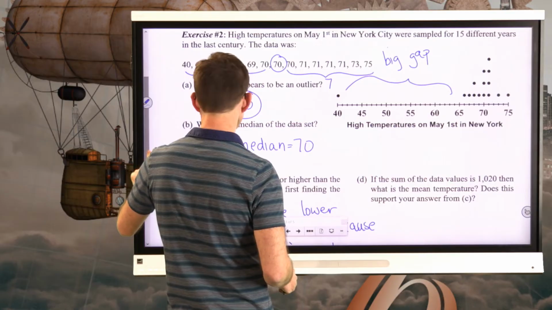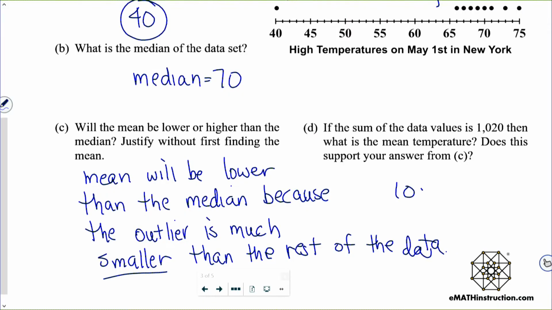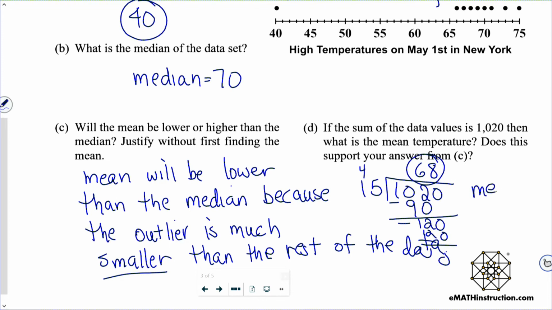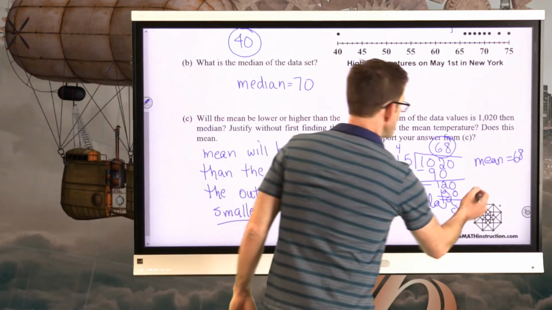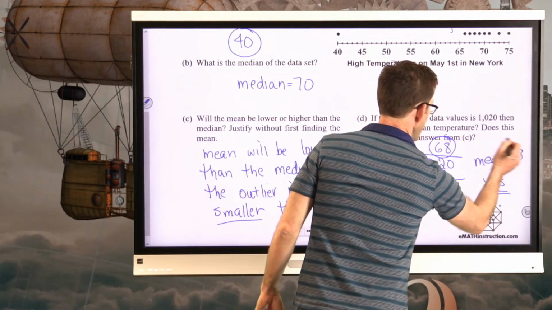1020 divided by 15. This is some obnoxious long division, but whatever. We'll go with 6. 6 times 15 is 90, I know that off the top of my head. That puts me at 120 down here. I think that's 8, but let me check. 8 times 5 is 40, and then 120, subtract, and 0. You got it. So the mean is equal to 68. Our median is equal to 70. Our mean is equal to 68. So does this support your answer? And the answer is yes.